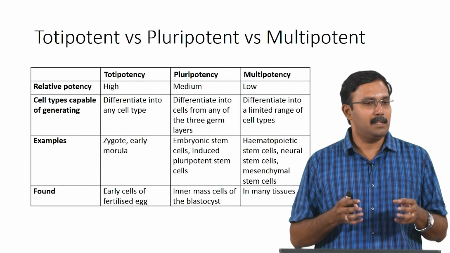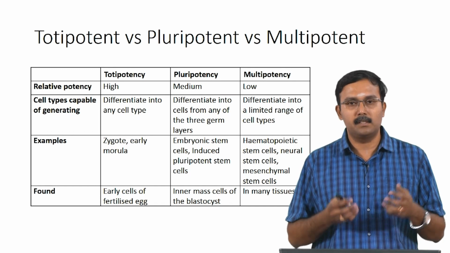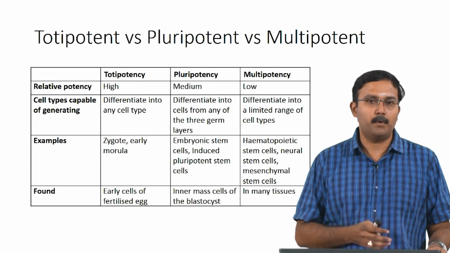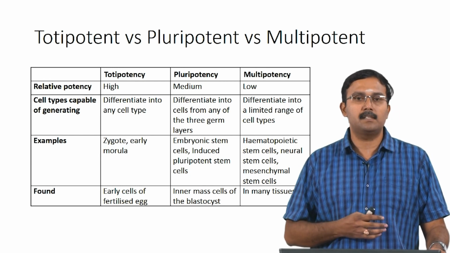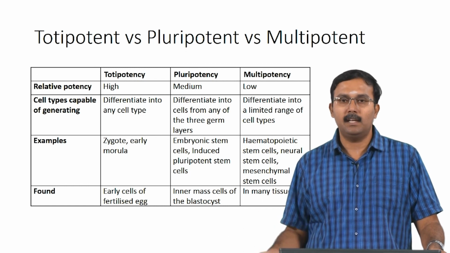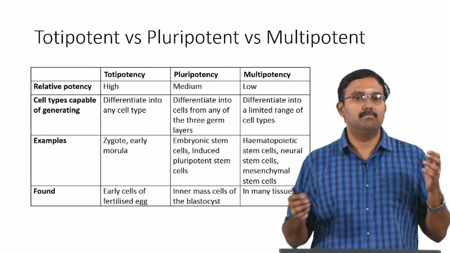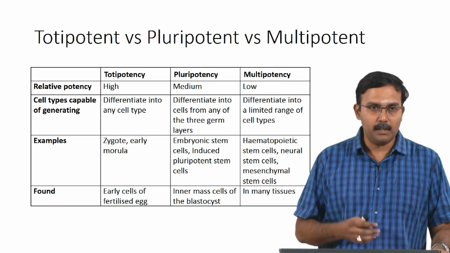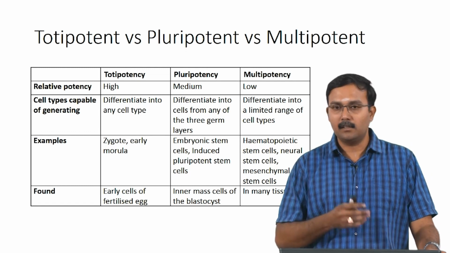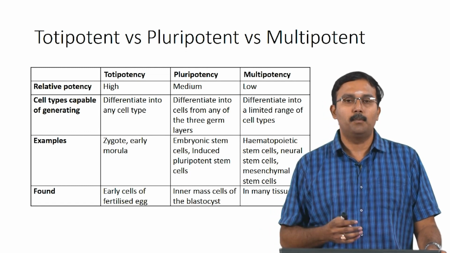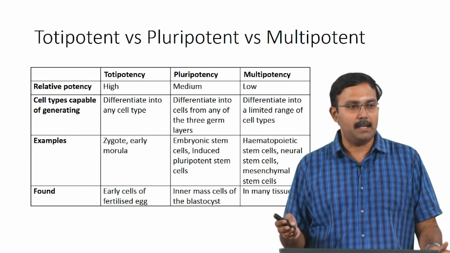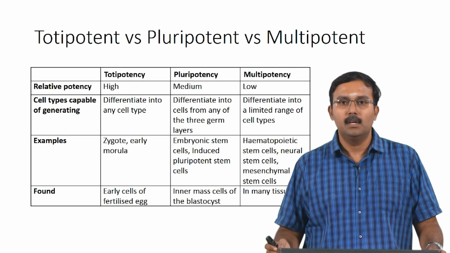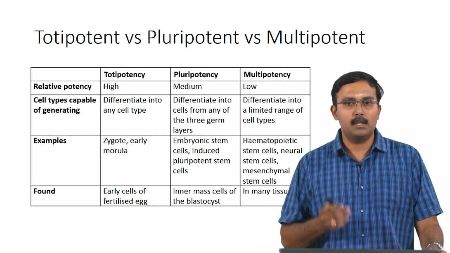So, when you are talking about the three major types of stem cells, the totipotent, pluripotent and multipotent, the potency of the totipotent stem cells is much higher than that of pluripotent and multipotent, in the cell types which they are capable of generating. Totipotent can generate any type of cell including the extra embryonic cells, whereas pluripotent can differentiate to form all the three germ layers which we talked about. It cannot form the extra embryonic tissue, and multipotent is limited to certain cell types.